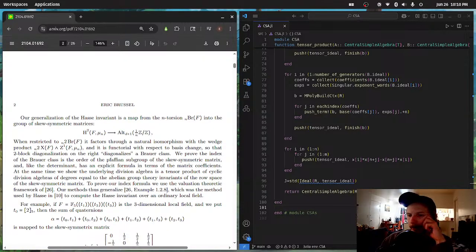And okay, so when it's restricted to the n torsion, I think that's what this is, n torsion in the kind of 2 multiple of the Brauer group, so kill all the 2's and then look at n torsion. It factors through some natural isomorphism with a wedge product, so this is the same thing but for the character group.